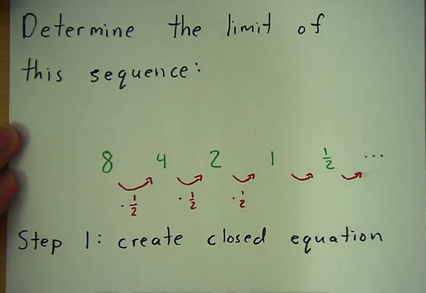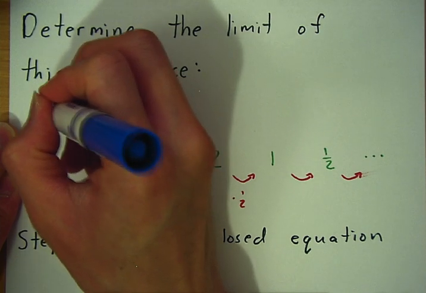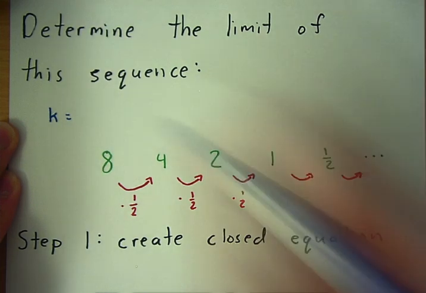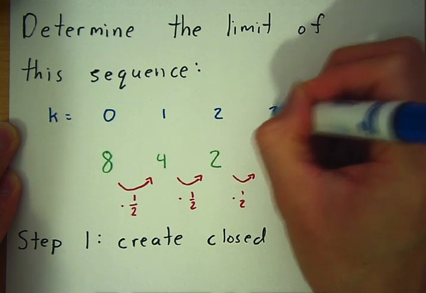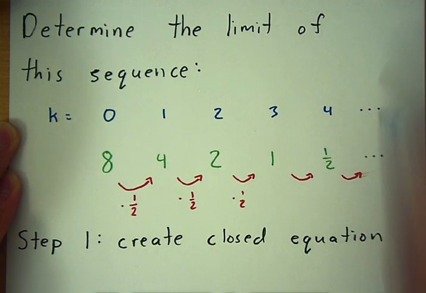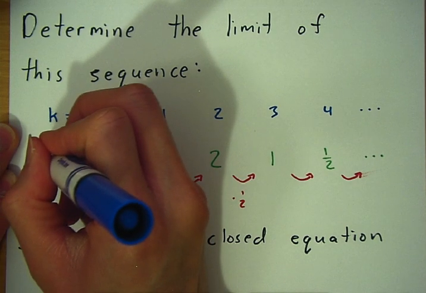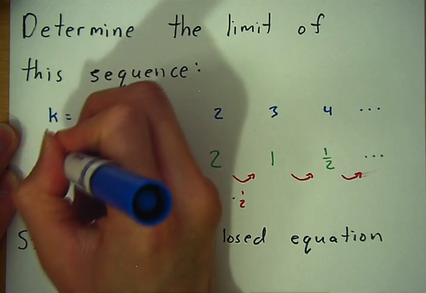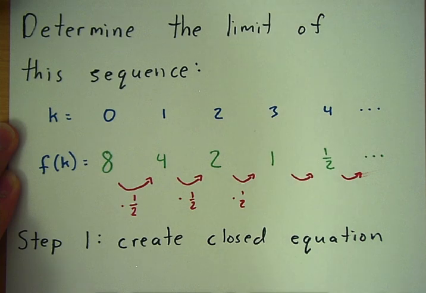Okay. I'm going to use the variable k to represent which place each of these are. So let's say that this is the 0th number. This is the first number, second number, third number, fourth number, etc. And we'll call this sequence f of k.